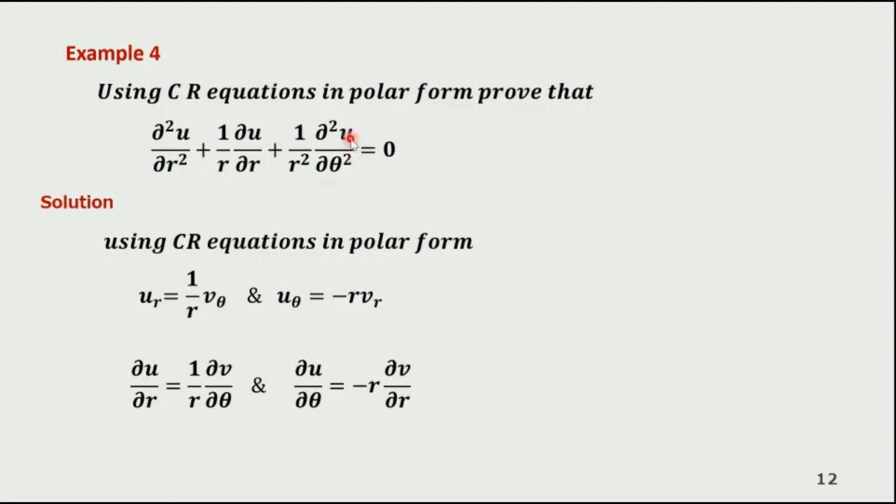Next we want ∂²u/∂θ². So differentiating this equation again with respect to theta. ठीक है? So we have used the CR equations in polar form. Since we want the second order derivatives with respect to r and theta, ये CR equations को और एक बार ∂u/∂r को r से डिफरेंशिएट करना है और ∂u/∂θ को theta से डिफरेंशिएट करना है. So what is the derivative of 1/r ∂v/∂θ with respect to r?